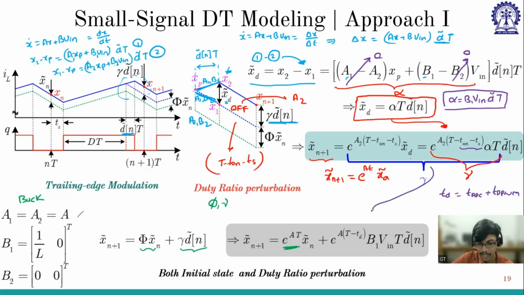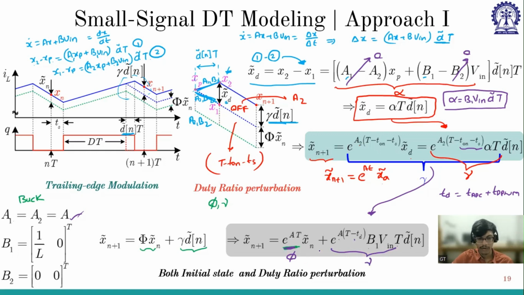So from this I am getting e to the power A2, which is nothing but A, so e to the power A into T minus TD. Alpha is B1 V1 D perturb into T, so B1 V1 into T into D perturb. So this is my phi, and this is my gamma. This is the small signal that I got from the large signal.